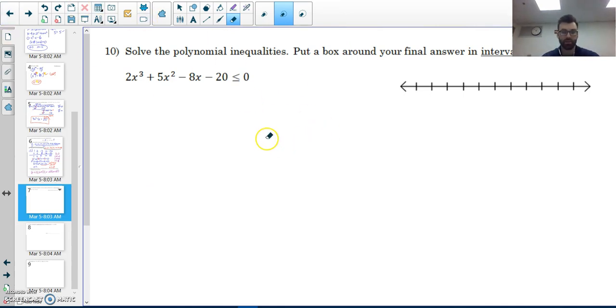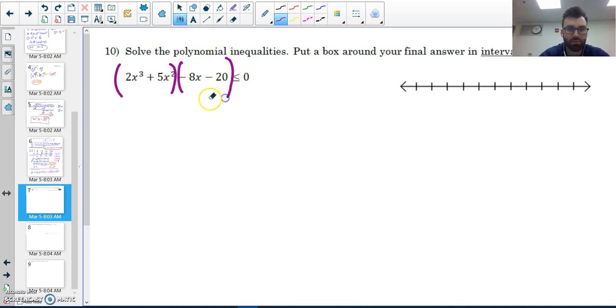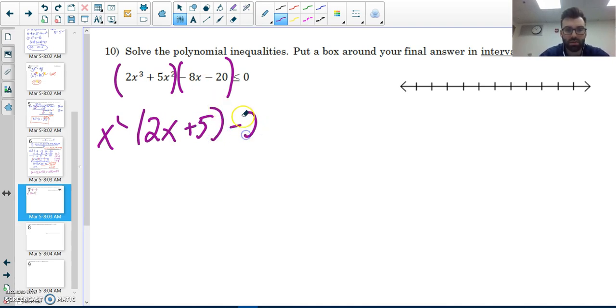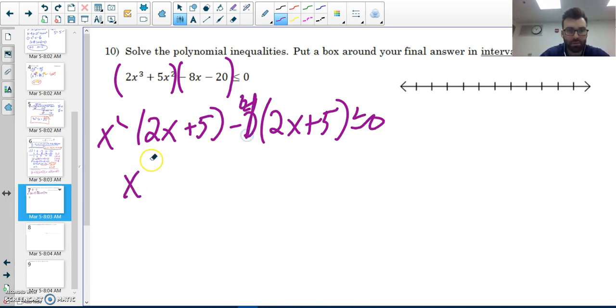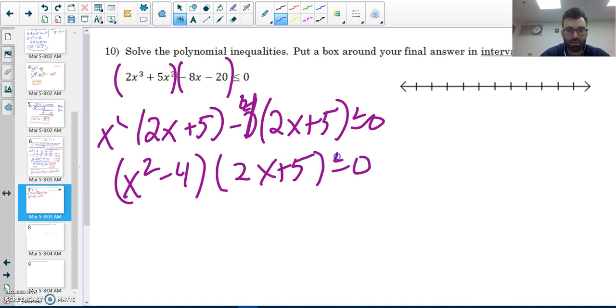Okay, number 10. Here we go. I have 4 terms here. All right, 4 terms tells me I want a 2 by 2 group. I take out an x squared here to get 2x plus 5. Take out a negative 4 here to get 2x plus 5 less than or equal to 0. X squared minus 4, and 2x plus 5, less than or equal to 0.